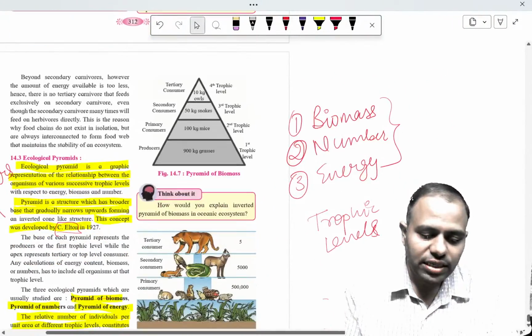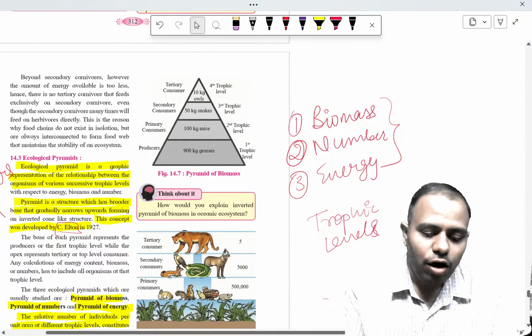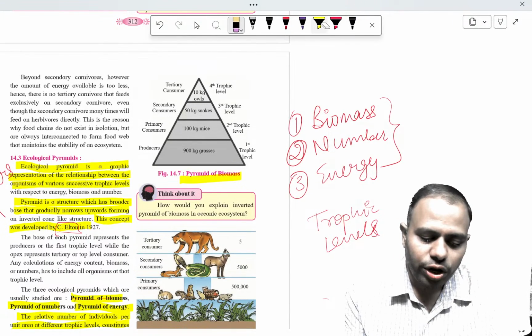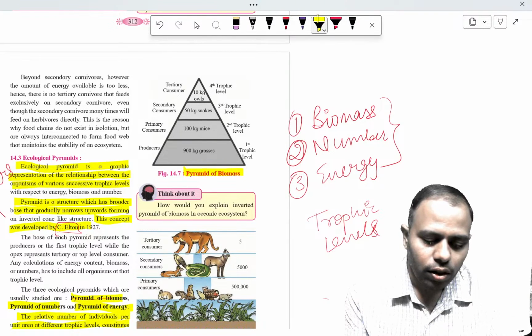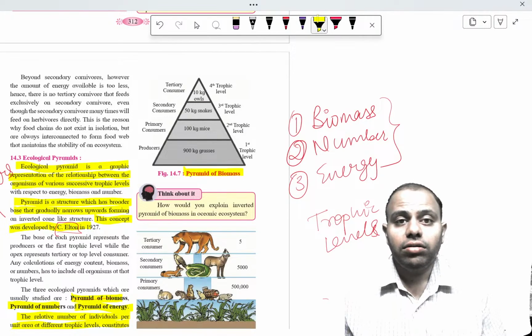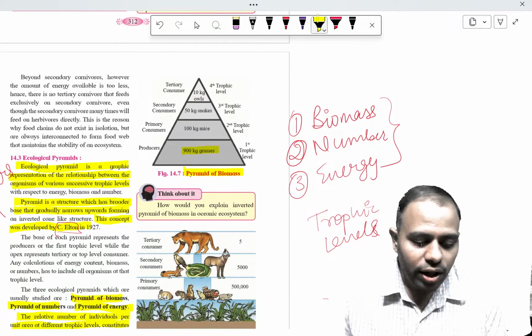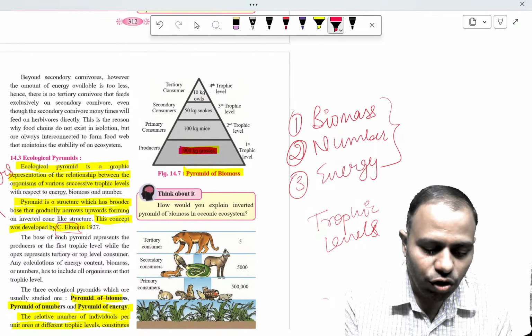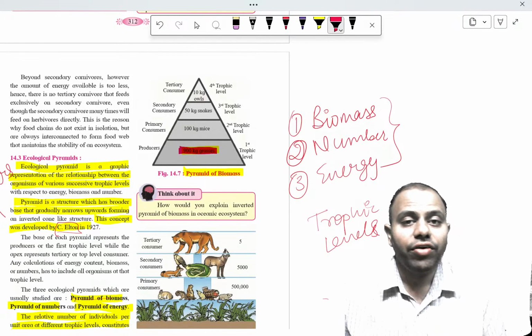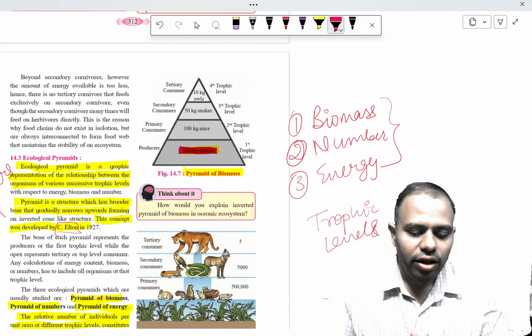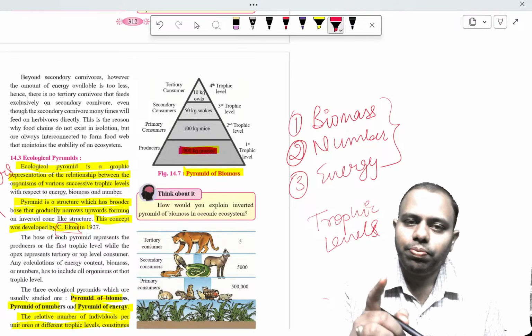See, the pyramid of biomass is given to you here. This is an example of a pyramid of biomass. At the first trophic level, you can see there are always producers. As I told you, there are about 900 kilograms of grass. This is the dry weight of the grass, remember. So the maximum mass is given by the producers, at the first trophic level.